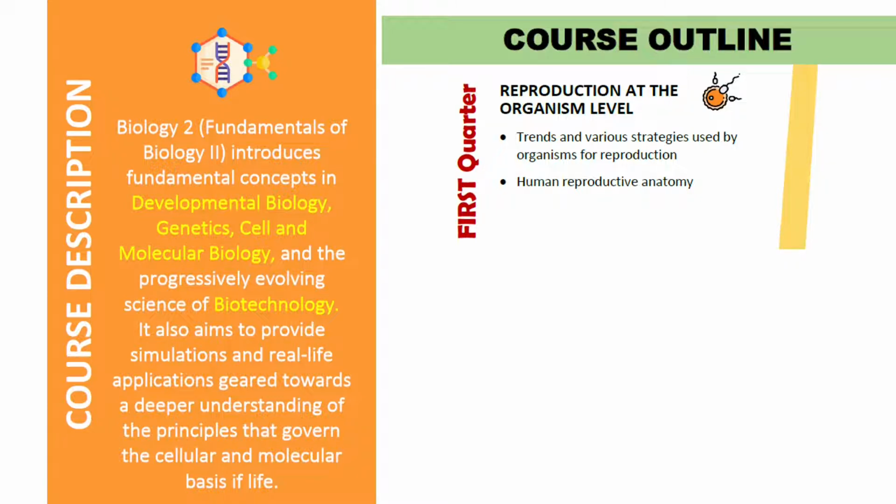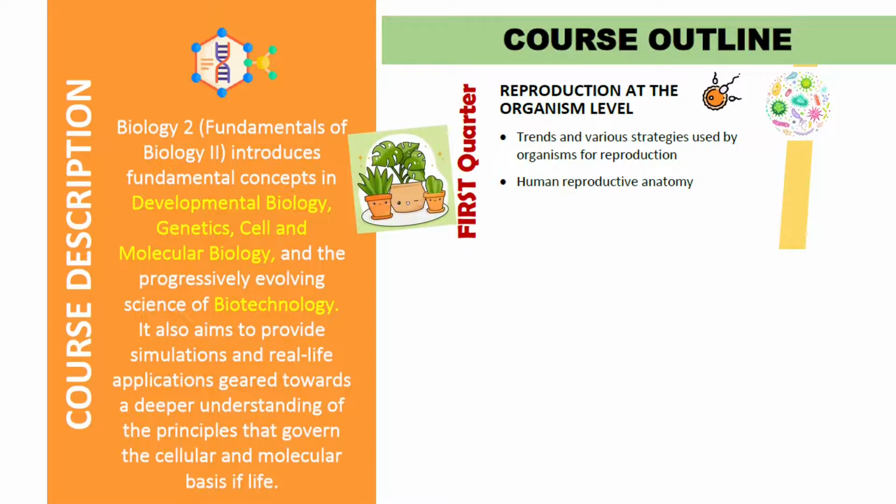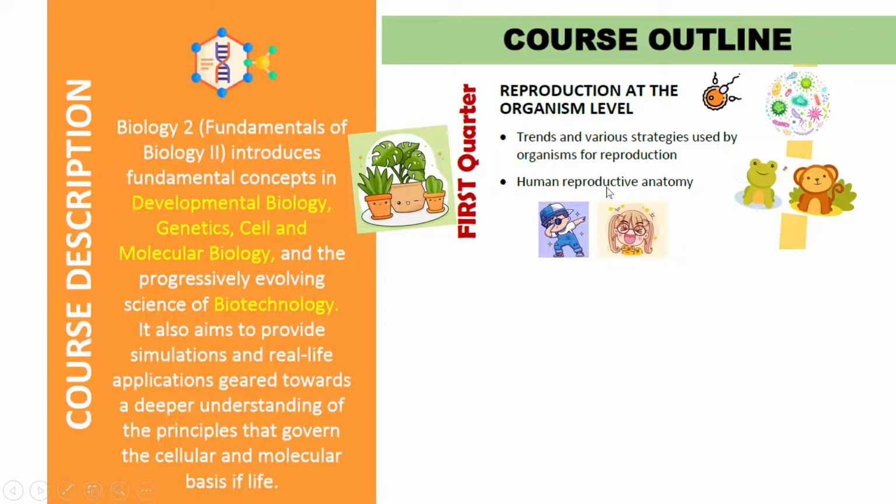Starting with the first quarter, we will begin discussing reproduction at the organism level. This will include trends and various strategies used by organisms for reproduction. So we'll be looking at how protists and microbes reproduce, how plants reproduce, and how animals reproduce. In addition, more close to home is our discussion of the human reproductive anatomy. So we'll be looking at the male reproductive anatomy and also the female reproductive anatomy. That will be for the first quarter.